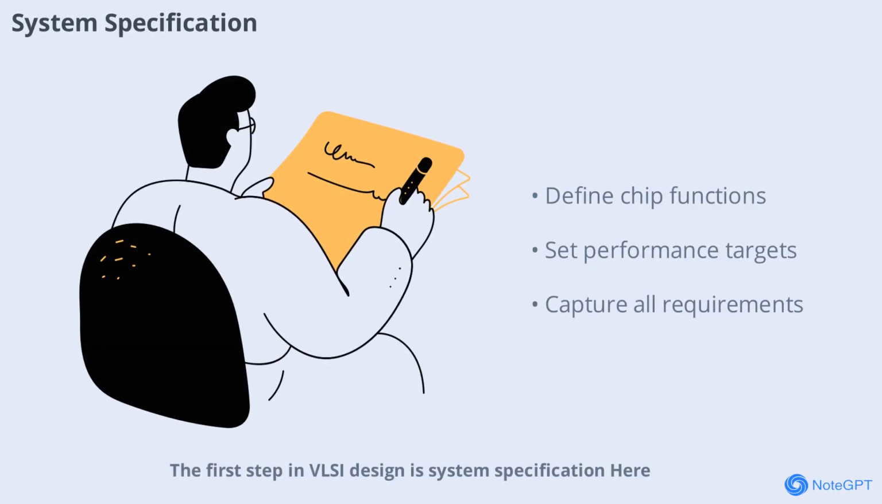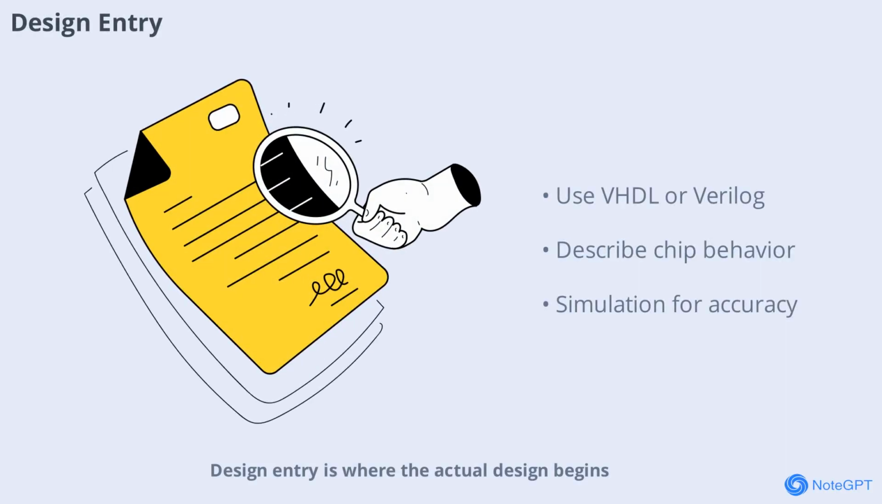The first step in VLSI design is system specification. Here, designers define what the chip is supposed to do, including its functions, performance targets, and constraints. This stage involves close collaboration between engineers, product managers, and customers to ensure all requirements are captured. A clear and detailed specification serves as the blueprint for the entire design process, guiding decisions and trade-offs in later stages.